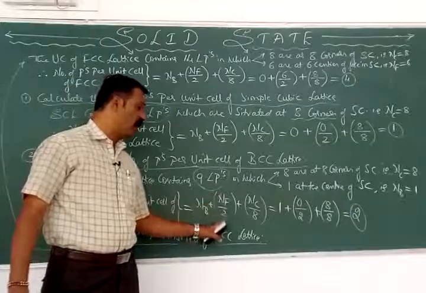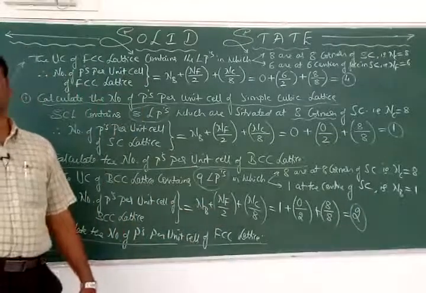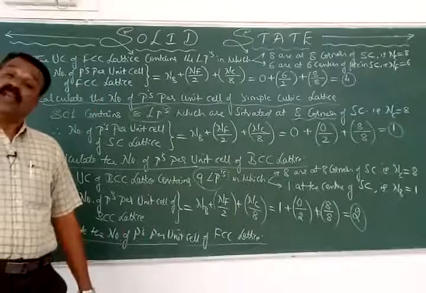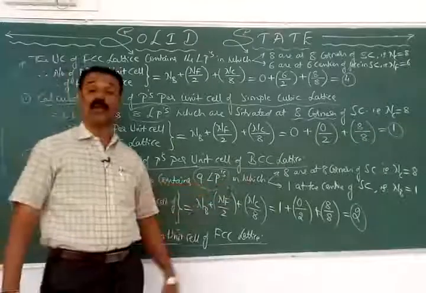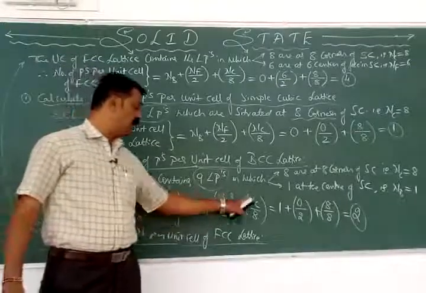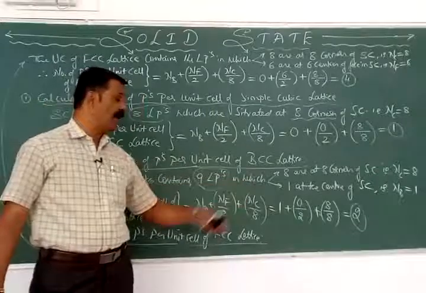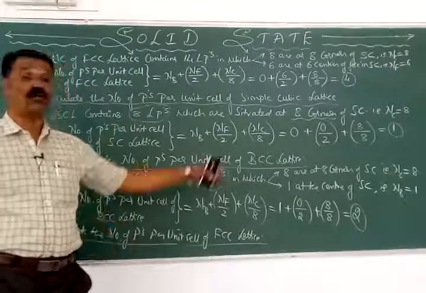Therefore, it is 0 by 2 plus... Again, how many corner particles are there? Any cubic unit cell always consists of how many lattice points? 8 lattice points. Therefore, NC is equal to 8, so it is 8 by 8. Therefore, NB plus NF by 2 plus NC by 8. On substitution, it becomes 1 plus 0 by 2 plus 8 by 8, that is equal to 2.